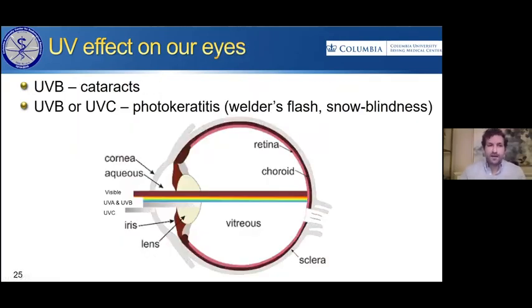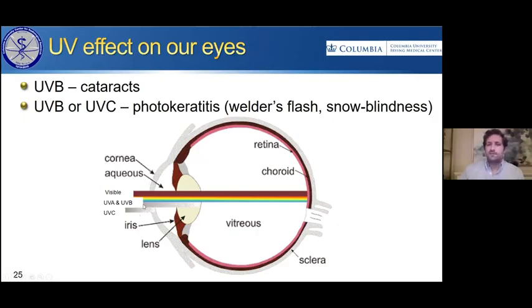So UV also affects our eyes. The effect is, once again, going to depend on where it's absorbed. If you look at this slice through an eye, the cornea is on the left, so light would come in from the left, go through the lens, and then land on the retina. Visible light, of course, can make it through, no problem. UVA and UVB will make it through the cornea but will be absorbed largely in the lens, which is why UVB can lead to cataract formation. And UVC will be entirely absorbed in the cornea.